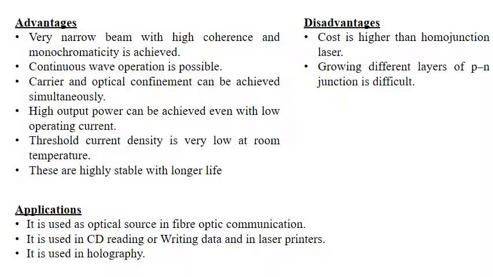Advantages: very narrow beam with high coherence and monochromaticity is achieved. Continuous wave operation is possible. Carrier and optical confinement can be achieved simultaneously. High output power can be achieved even with low operating current. Threshold current density is very low at room temperature. These are highly stable with longer life. Disadvantages: cost is higher than homojunction laser. Growing different layers of PN junction is difficult.